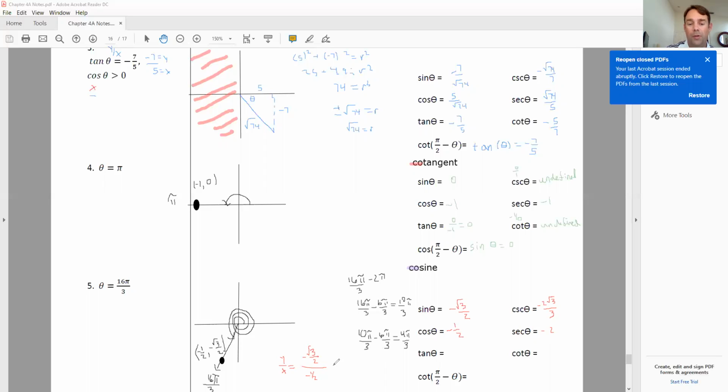And that ends up being, the negatives cancel out, the 2's cancel out. I'm left with √3/1, which is the same thing as √3. Cotangent is going to be the reciprocal of it. So the reciprocal of √3 is 1/√3, which is the same thing as √3/3.